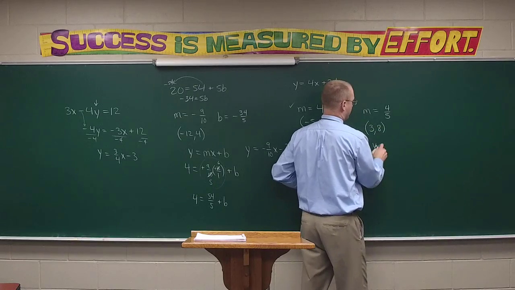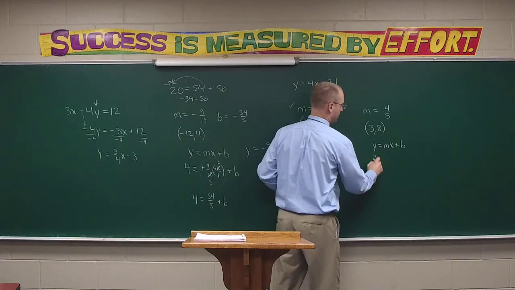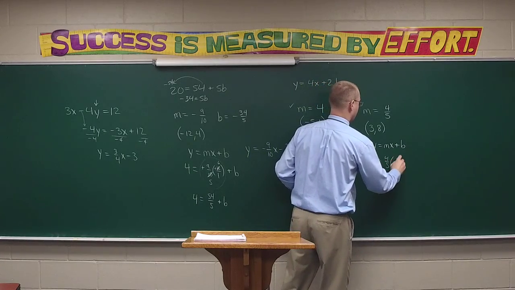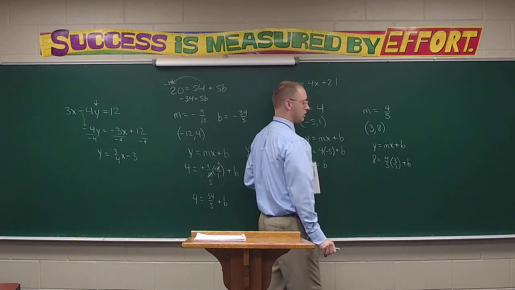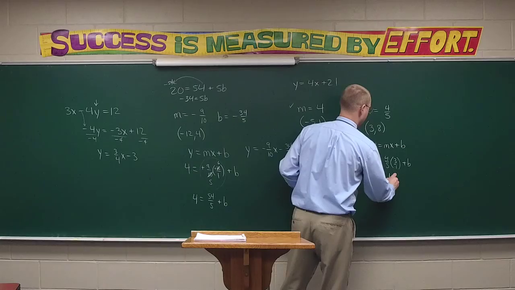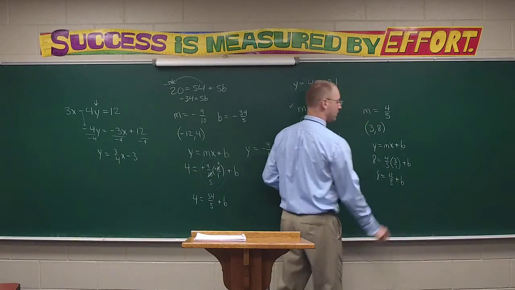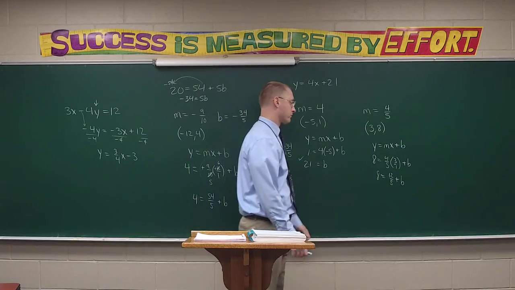And again, we'll start with y equals mx plus b. Plug in: 8 equals 4/5 times 3 plus b. Then I multiply the 3 and the 4 to get 12 over 5. I got 28/5.